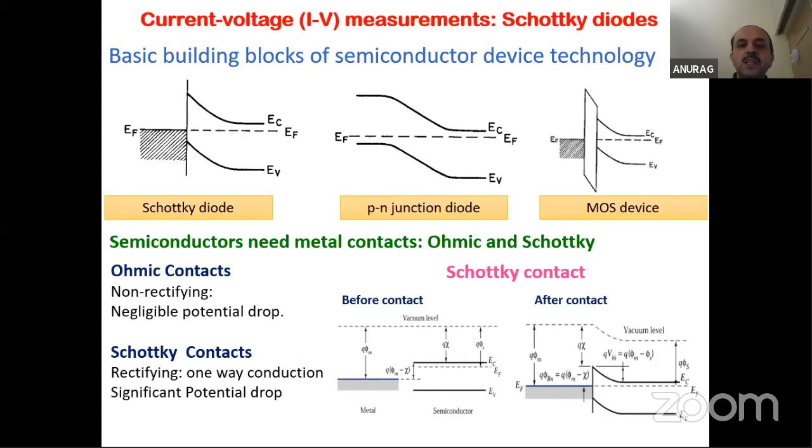so what I will do is, I will just show you the Schottky contact. Ohmic contact I have already talked about. So you see, this is the energy band diagram of a Schottky contact.